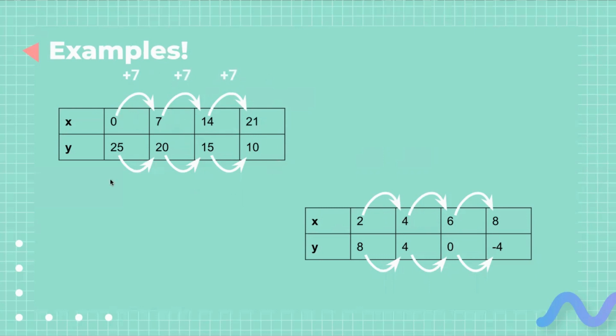But we have to confirm that the same is happening in our y values. From 25 to 20, you're subtracting 5. From 20 to 15, you're also subtracting 5. And from 15 to 10, you're subtracting 5 once more. So you also have a constant rate of change in your y values. As x increases by 7, your y values are constantly decreasing by 5 also. Your rate of change is constant, so you know that this function is linear.